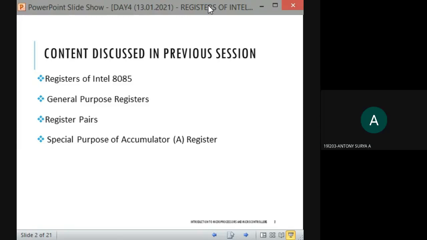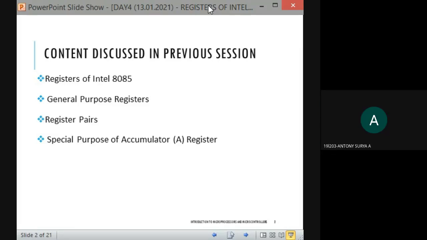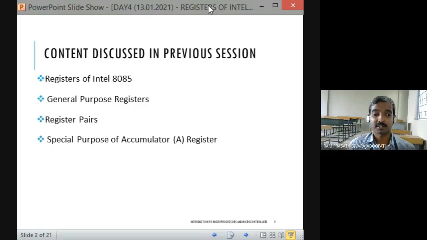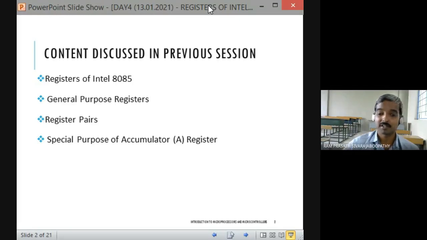Sir, in arithmetic and logical operations, one of the operands must be stored in the accumulator. Yes, during ALU operation, one operand must be stored in the accumulator. Very good. Then? You transfer data between the CPU and externally connected input-output devices. Very good. Super. Can you tell your name? Anthony Surya, sir. Very good, Anthony Surya. Like this, you can unmute and tell. When a question is asked, typing some things can take time. You can unmute and tell also, if you are interested.